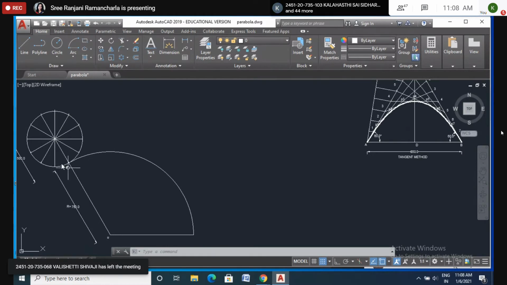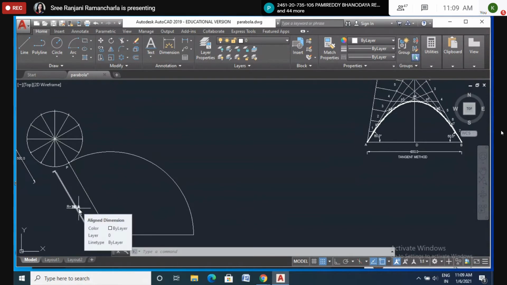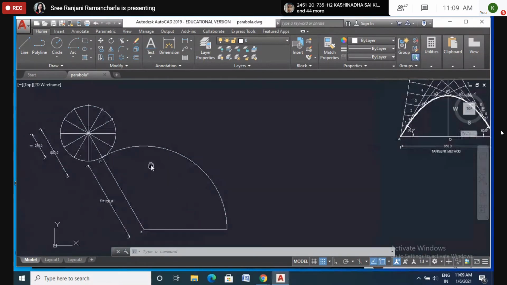Simple. After drawing this one, you can extend this line or that line, whatever you want, you can extend any line. I extended this line. This is nothing but 750. It is given here 15 cm diameter, which is rolling on the other circle. So this circle's diameter is 15 centimeters, so the radius is 7.5 centimeters.